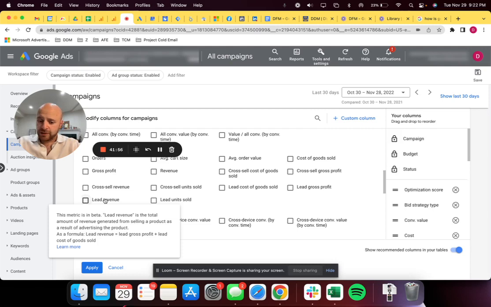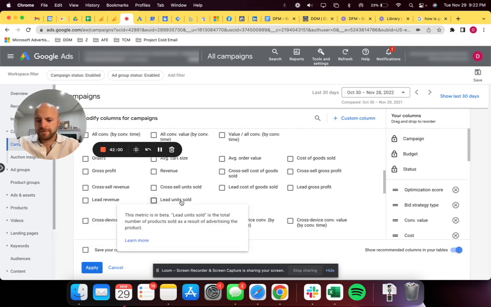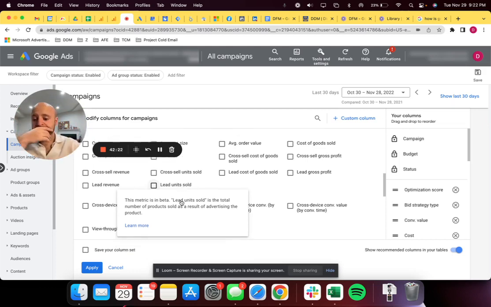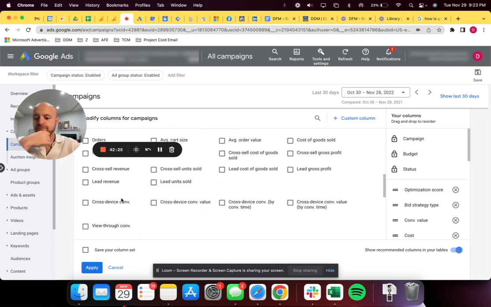Lead gross profit. Interesting. Lead units sold is the total number of products sold as a result of advertising the product. So I guess this lead part only takes into account if you sold the product, only if you advertise. If you sold the product but didn't advertise, doesn't count. But wouldn't that count as conversion value? Anyways, whatever. I'm getting lost here.